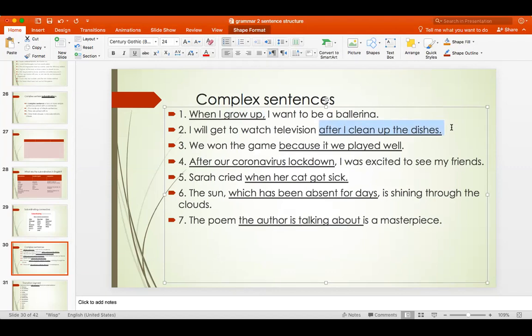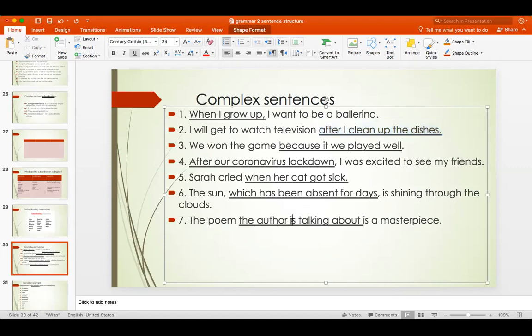"I will get to watch television after I clean up the dishes." "We won the game because it was played well." "After our coronavirus lockdown, I was excited to see my friends again." "Sarah cried when her cat got sick." "When Sarah's cat got sick, she cried." "The sun, which has been absent for days, is shining through the clouds." "The poem the author is talking about is a masterpiece."